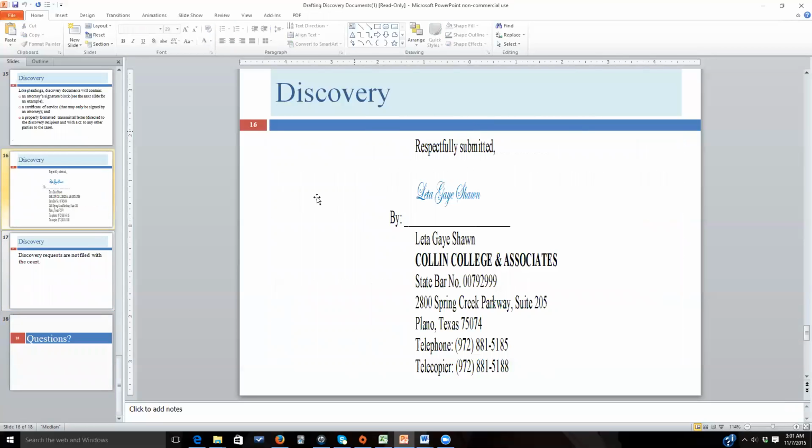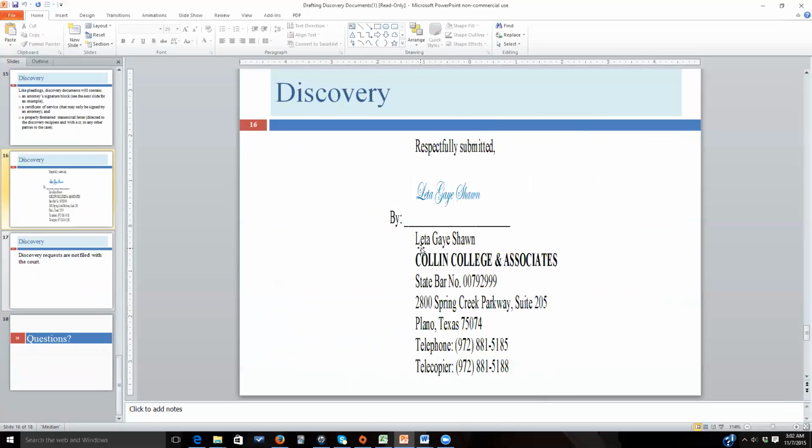So here's an example of a discovery closure. We say respectfully submitted even though it's not being submitted to the court typically in this case. This is a common way to set it up. It's not the only way. You can see they say by, colon, and then the line. I would say more often than not you don't see the by, colon, but it's certainly fine to do.